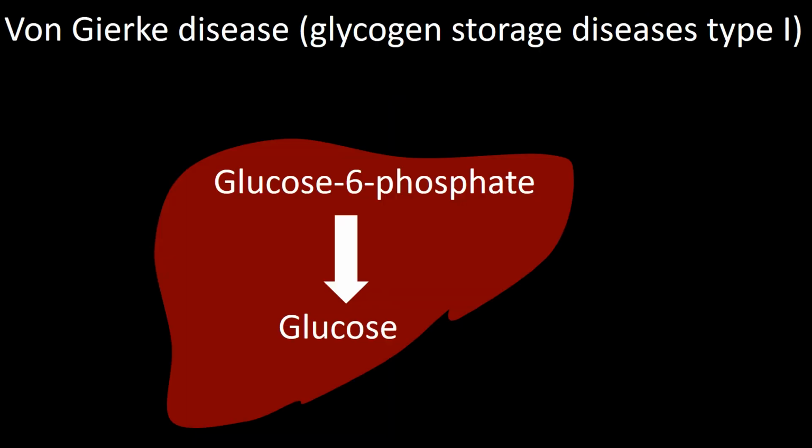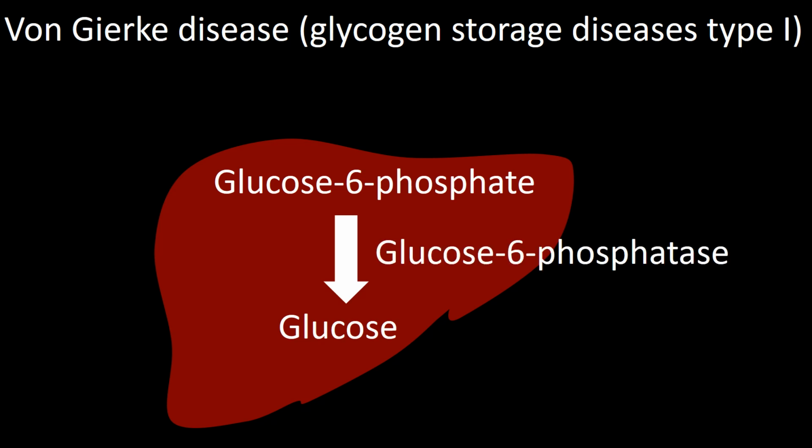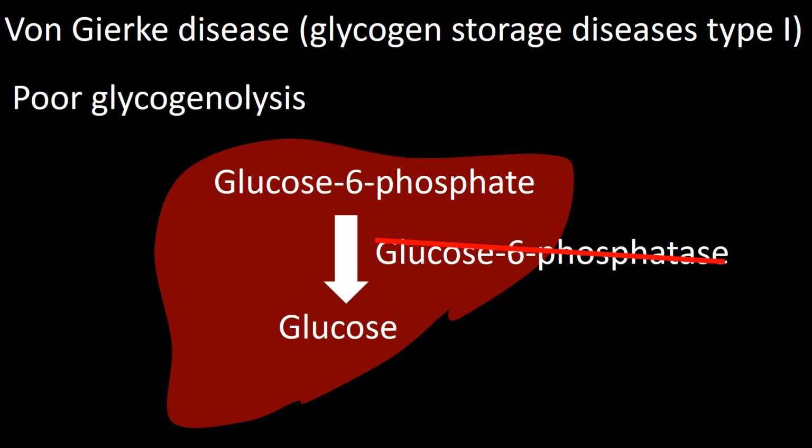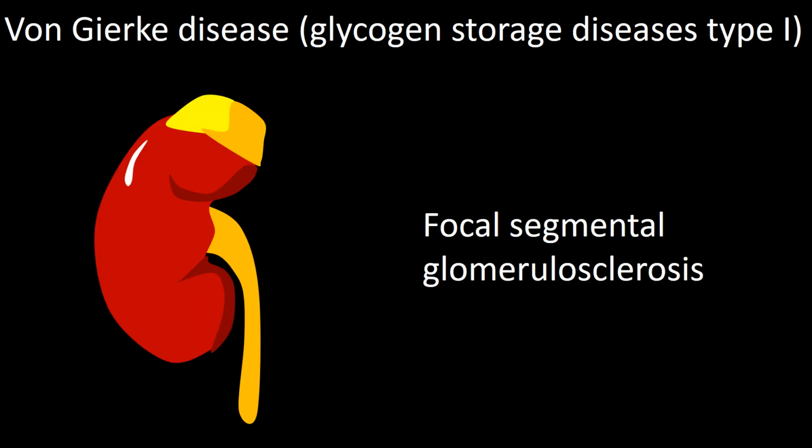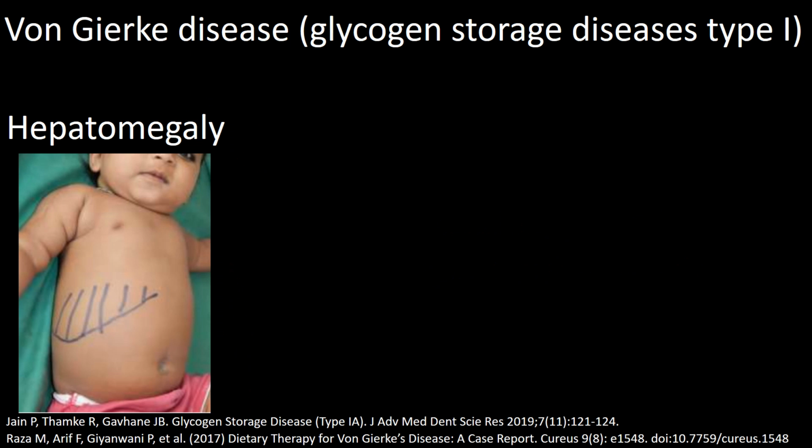The second named entity in this question is von Gierke's disease. This condition affects the liver's ability to produce glucose from glucose 6-phosphate. The enzyme involved is glucose 6-phosphatase. Malfunction of this enzyme will produce poor glycogenolysis and poor gluconeogenesis. The kidney is at times involved in this condition, demonstrating focal segmental glomerulosclerosis. Patients with von Gierke's may present during infancy with hepatomegaly.